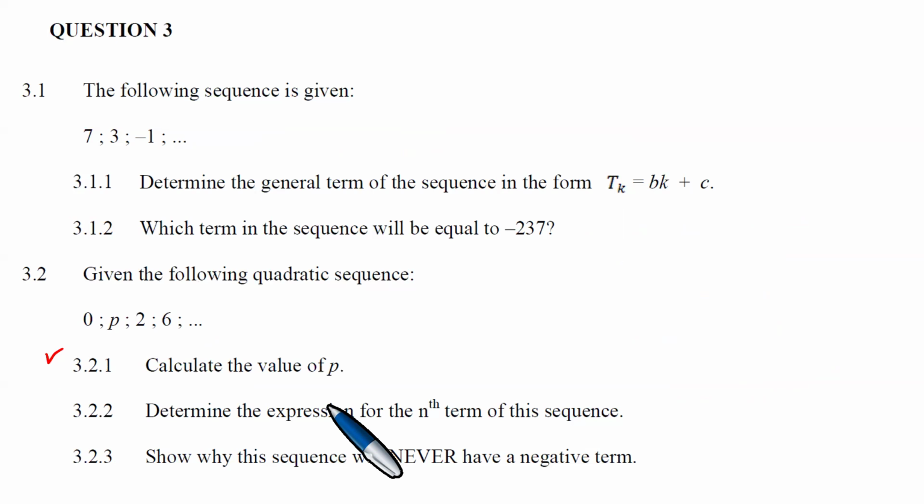Anyone? What is the value of p here? One. How did you get it? So it can only be 1. The number between 0 and 2 is 1. All right, but I'm expecting a different answer to that. So we must use the general term in order to find the value of p. So get the general term and then substitute to get the second term.